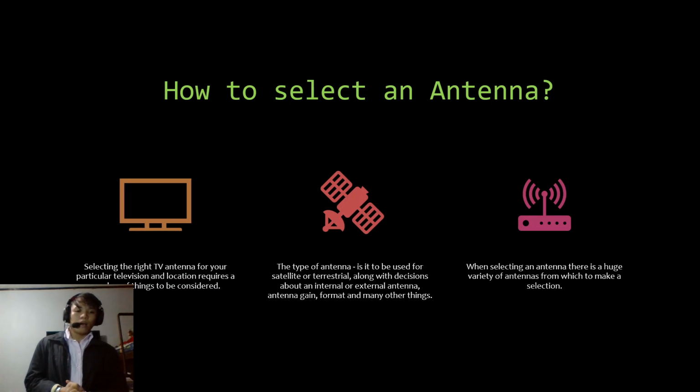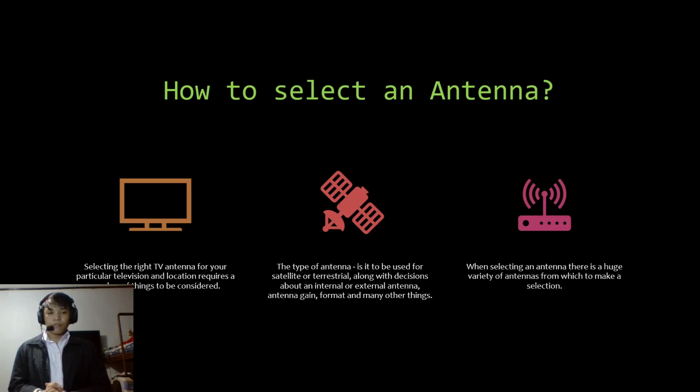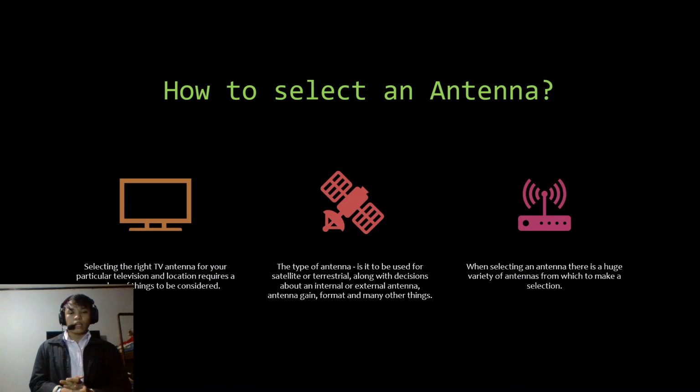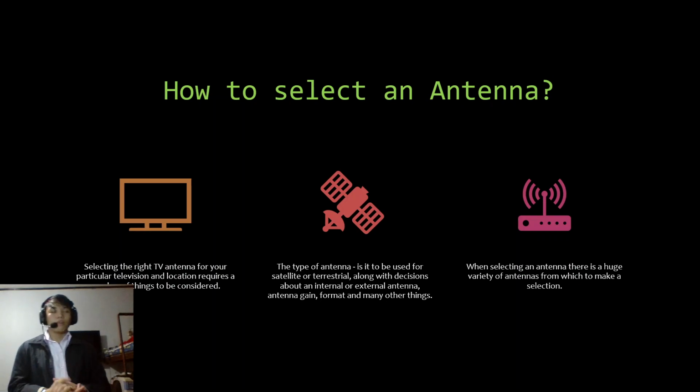So the next one is, when selecting an antenna, there is a huge variety of antennas from which to make a selection. So as I said before, there are many types of antennas. Merong ginagamit sa satellites, merong pang television, merong pang radio, may pang radio, may pang television, at may pang satellite.